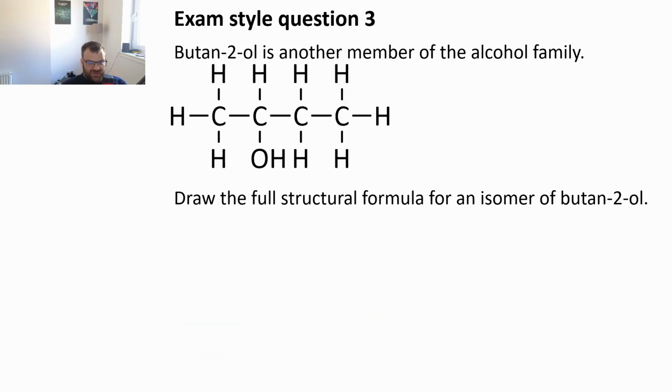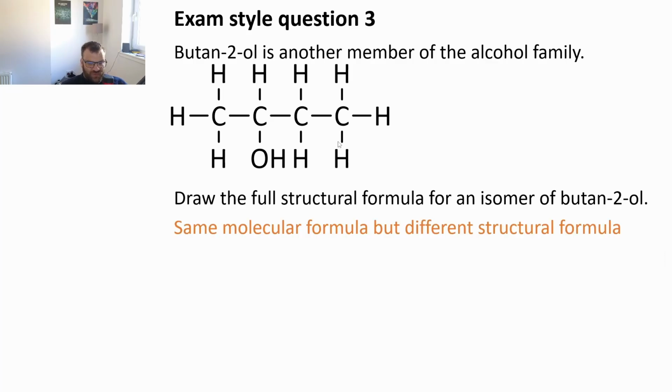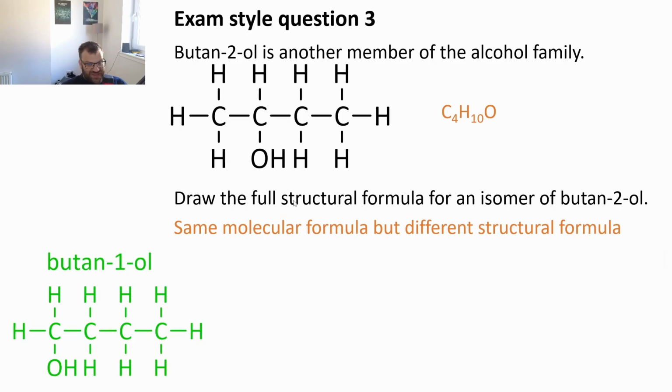In this next question, we're talking about butanol as it's drawn out for us. We'll get 4 carbons in a chain with an OH off the second. Draw an isomer of that. We want to have the same molecular formula but a different structural formula. One of the easiest things to do is just move the OH group. So instead of having 2-ol, make it 1-ol.